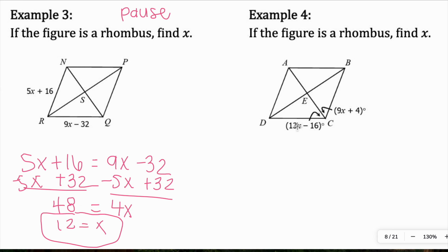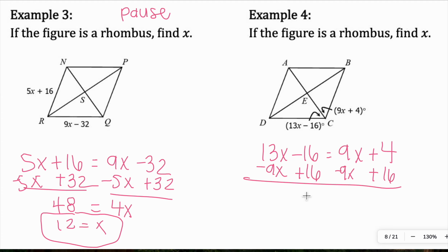And then for this one, remember my diagonals bisect angles, so 13x minus 16 will be the same as 9x plus 4. Subtracting 9x from both sides, adding 16 to both sides, I am left with 4x is equal to 20, add 16, add 16. So that means x is equal to 5, okay?